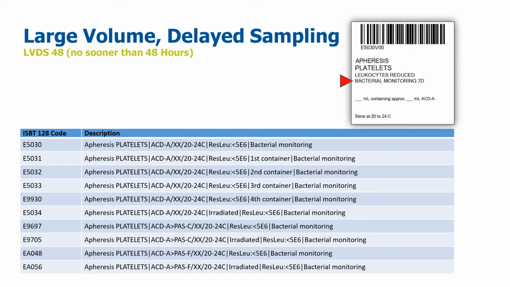Here is an example of a product label from a single-step LVDs 48 product. Note the text, bacterial monitoring 7 days. The expiration will be 7 days from collection at 23:59. You may also notice that some of these product codes are the new EA codes as well. Keep in mind that these codes are just examples, and the product codes that your blood center will be sending may be different from the ones listed here. Before you start updating your computer system, make sure you have a current list of products and E-codes you'll be receiving from your blood supplier.